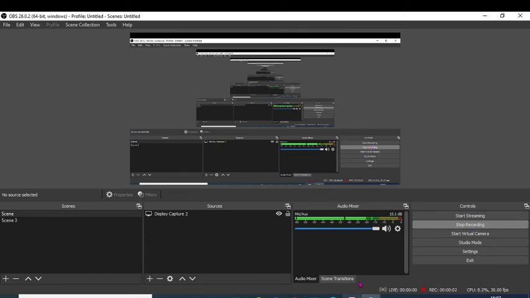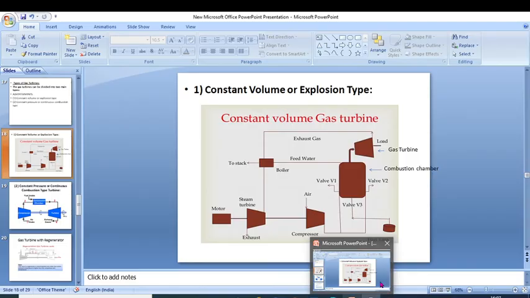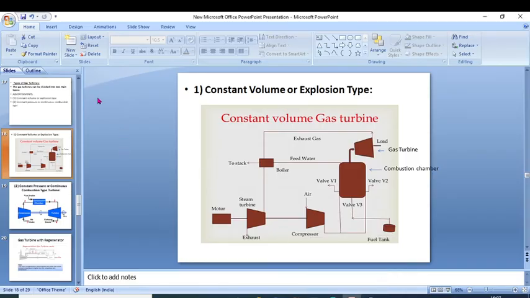So welcome students to today's section of the subject Power Engineering and Refrigeration. Today we are going to take the types of gas turbine. The first type is the constant volume combustion gas turbine, and the other type is the constant pressure gas turbine. Before this, let's just overlook some of this.